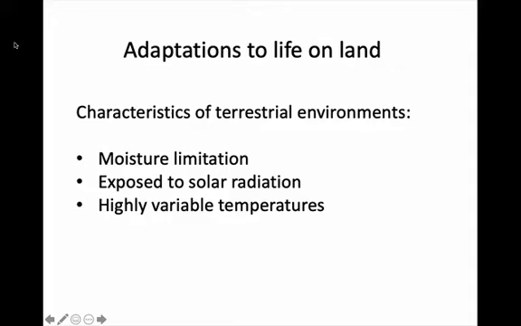In this presentation, we're going to look at adaptations to life on land, and we're going to focus on the major adaptive problems that address the characteristics of terrestrial environments. So first, one of the major differences between terrestrial and aquatic environments is that organisms that are mostly water are surrounded by dry air on land instead of water, as they would be in an aquatic habitat. So water conservation is very important to terrestrial animals and plants.